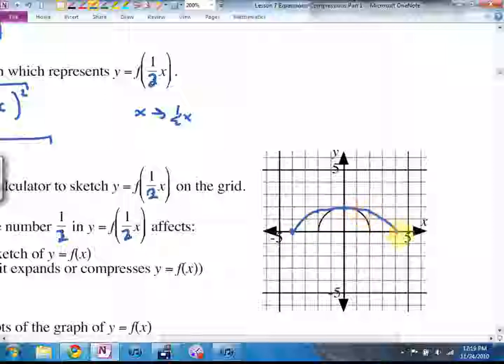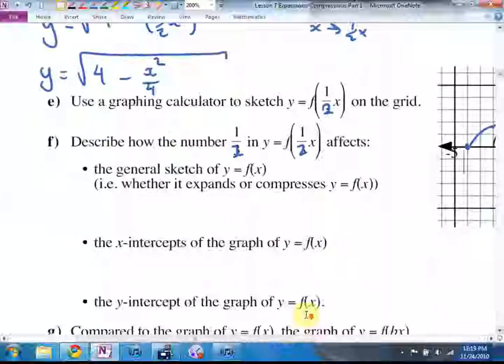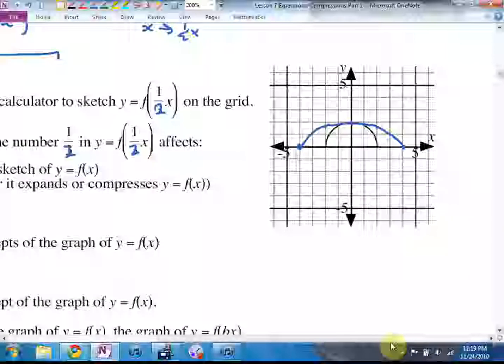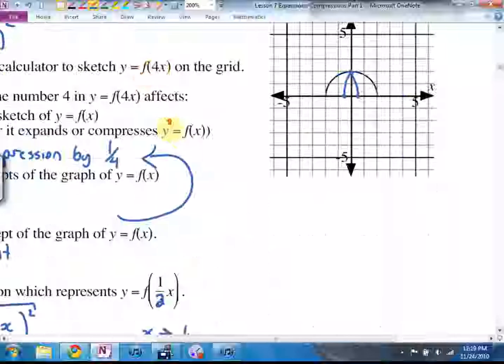Okay. How'd I get what? Instead of half as big, twice as big. Everything's backwards. The same way here, instead of 4 times bigger, 1/4 times bigger. Everything's backwards. What am I doing? Reciprocal. Is that okay?